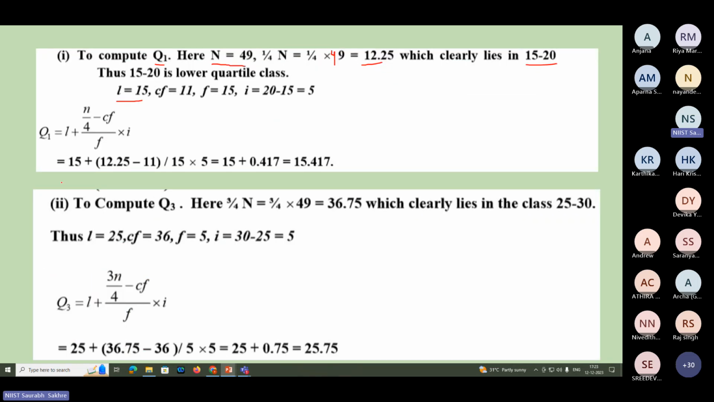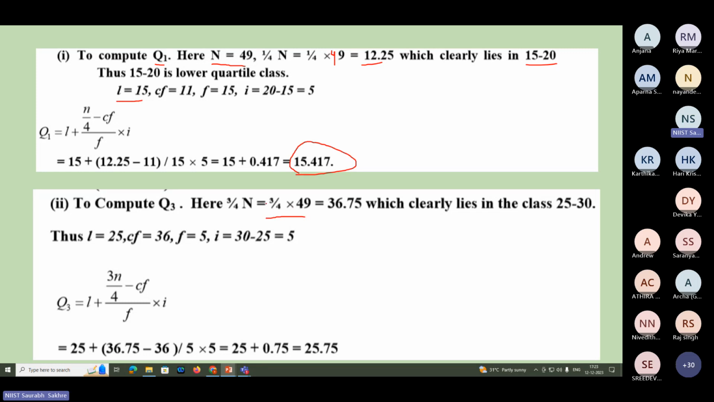Now I'll apply my formula. Q1 equals L, 15, plus (n by 4 minus Cf) upon f into I. So it is coming 15.417. Now we'll see Q3. When I'm finding Q3, I have to multiply my data by 3 by 4 because it is the third quartile.